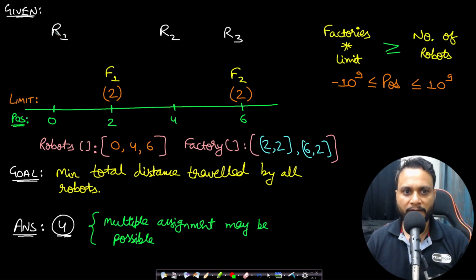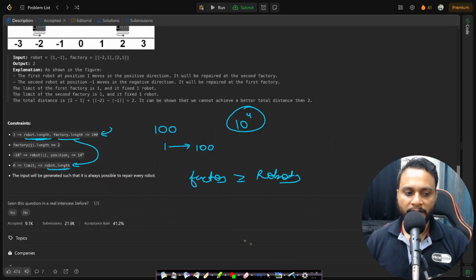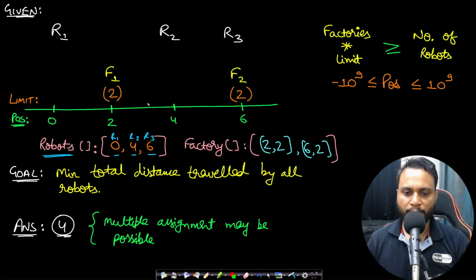Let's say that we are given some robots R1, R2, R3 and some factories with their respective limits. So they will be given in the robots array as 0, 4, 6, which is R1, R2 and R3, which are the 3 robots, and the positions are given on the number line. If you remember the problem statement, the position can be from negative to positive, minus 10 to the power 9 to 10 to the power of 9. Here I will just be taking positive numbers. Now the factory array represents each of the factories. So this is F1 and F2.